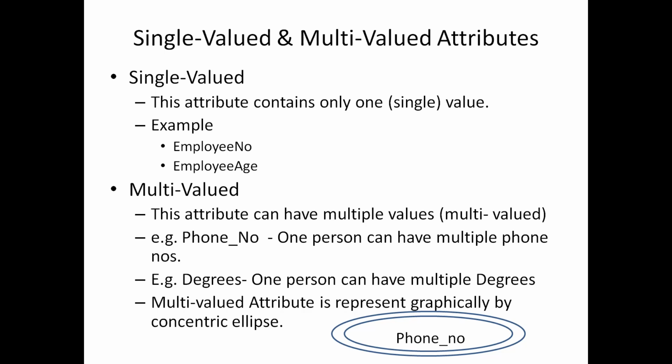Then, for example, degrees for one person could be multiple, and this is how you denote a multi-valued attribute, with two solid ellipses.